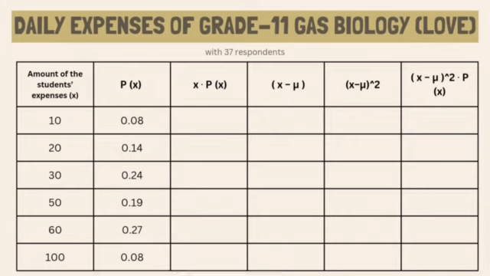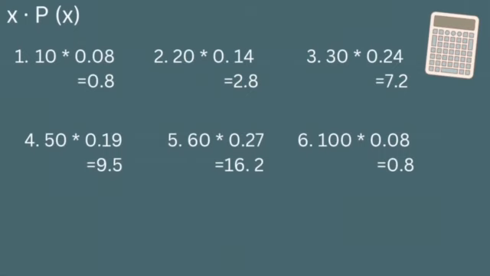In order to get the mean, we have to solve first the row that is X times P of X. To get that, we just have to multiply what's in the X row to the P of X row. For example, 10 times 0.08. From that equation, we can get 0.8. We can use our calculator while solving these equations.